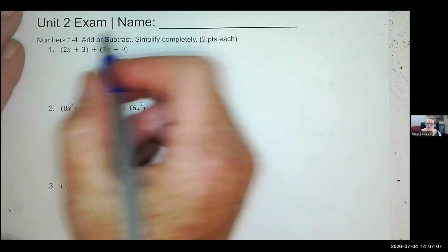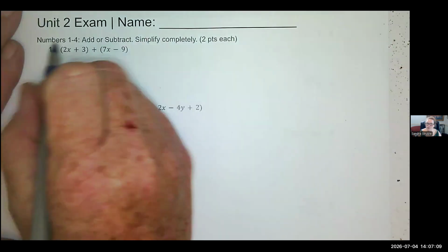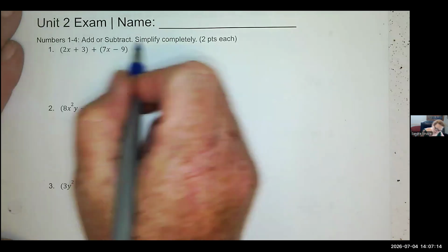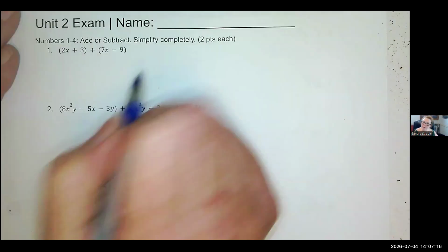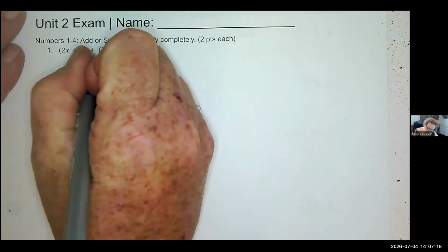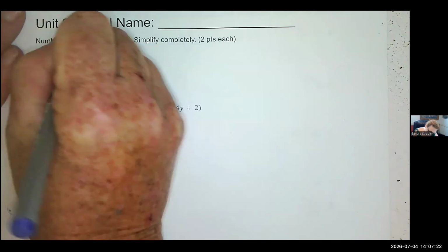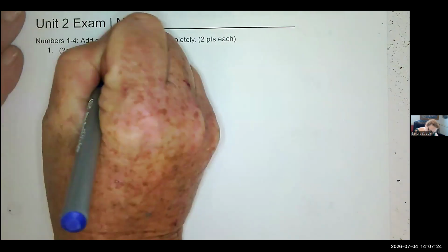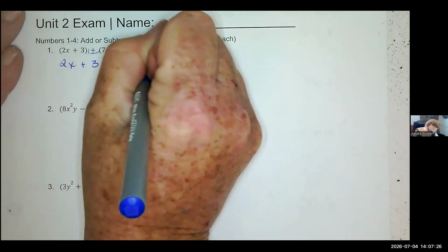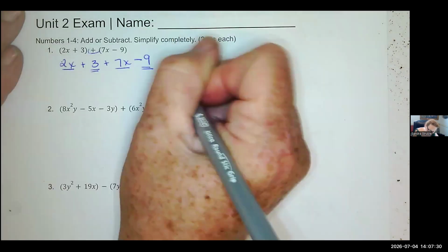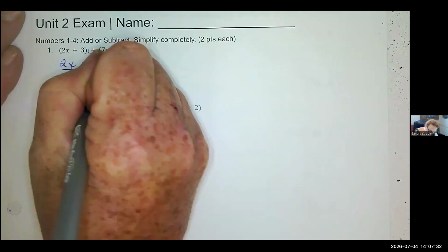So numbers 1 through 4, we're supposed to add or subtract and then simplify completely. They're worth 2 points each. So since it is addition, we can just drop the parentheses and simplify, combining like terms. All right, we've got 2x and 7x, 3 and -9. 2x plus 7x is 9x. 3 minus 9 is -6.